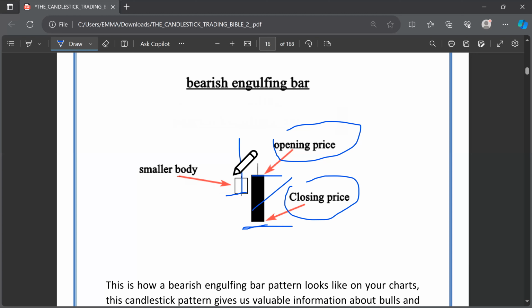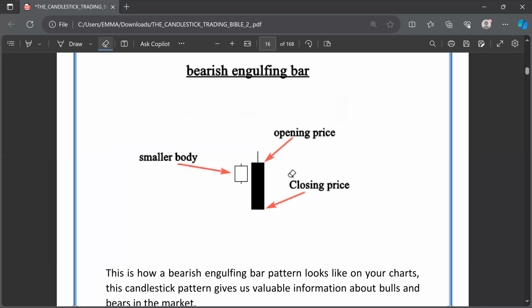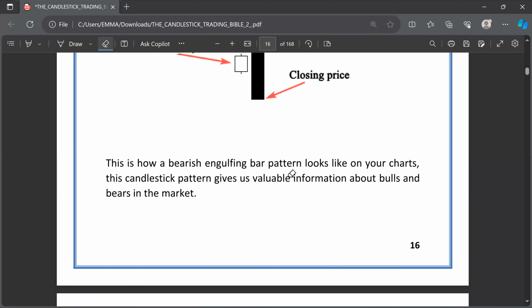So I hope that is understood. Whatever you want to read under here is just a simple thing, right? You have to have these things printed in your memory, in your mind. The moment you see such a pattern, you know that this is a bearish engulfing bar candlestick pattern. So that is it. Now, this is how a bearish engulfing bar pattern looks like on the charts.